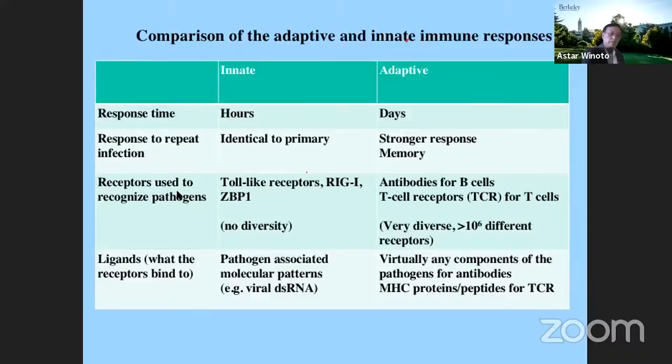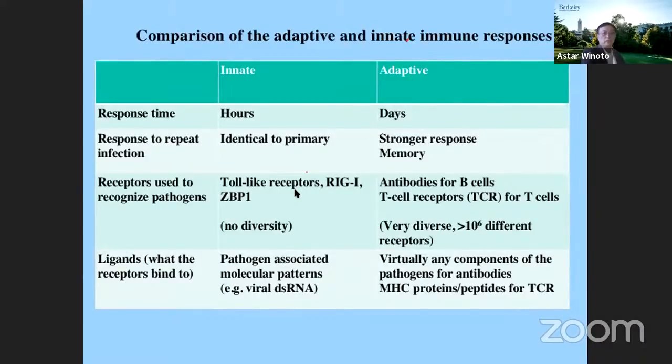So there are receptors on all these innate immune cells that will see the pathogens, because then you can distinguish self from non-self. For example, toll-like receptor, RIG-I, something like that. But none of these have any diversity. So they are the same in all cells.